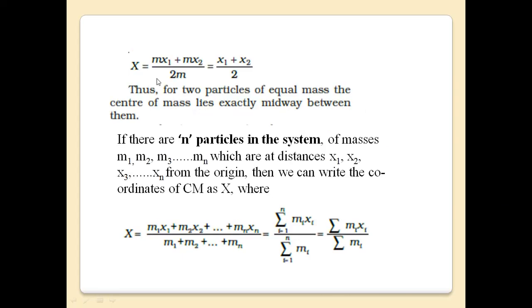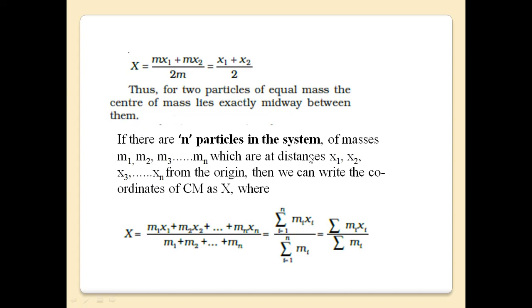Now, this is a special case where you can consider m1 and m2 to be equal masses. So, m1 equal to m2. In that case, the formula reduces to (x1 plus x2) by 2. Only when the two masses are equal, the center of mass will lie exactly midway between the two masses. Okay, this is now for two particles.